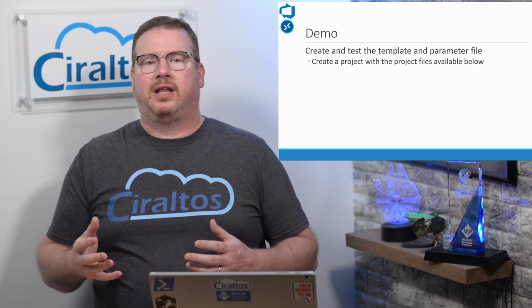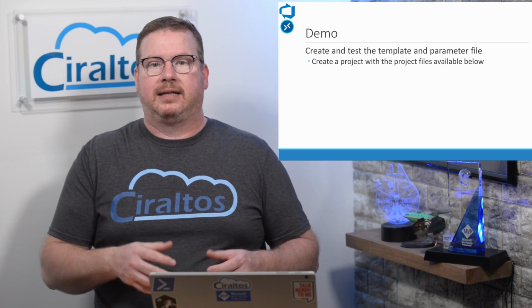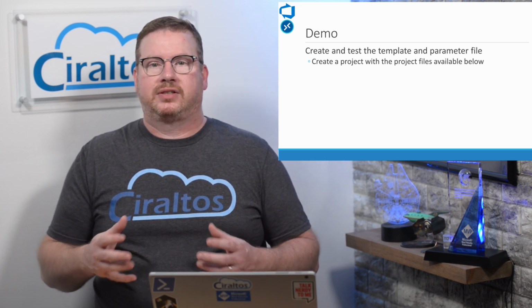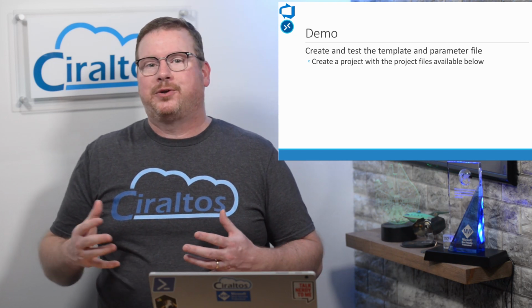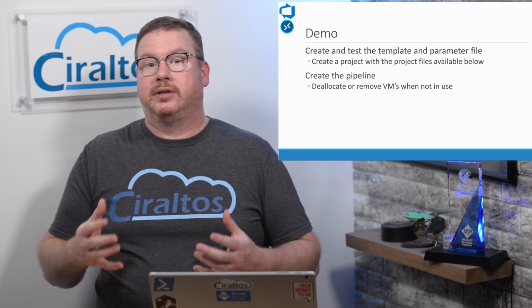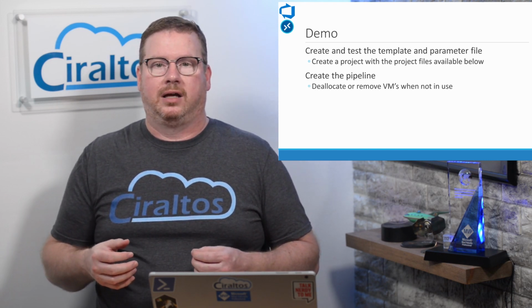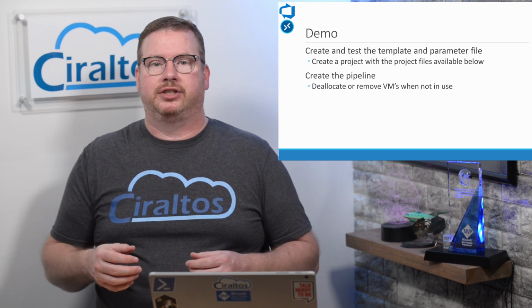If you'd like to follow along, create a new Azure DevOps project with the files at the link below and open it with VS Code. The steps to do that were outlined in a previous video. We'll create a new pipeline that adds session hosts to an existing host pool, so you'll need a pooled host pool to follow along. Don't forget to shut down or remove the VMs when finished to prevent charges.